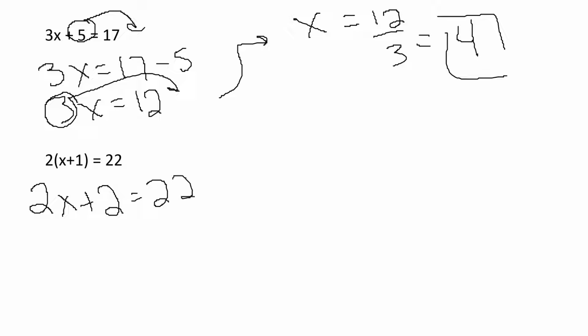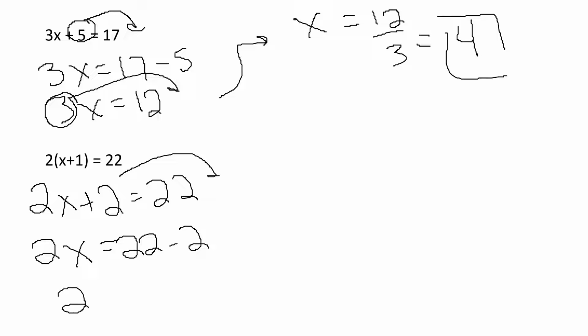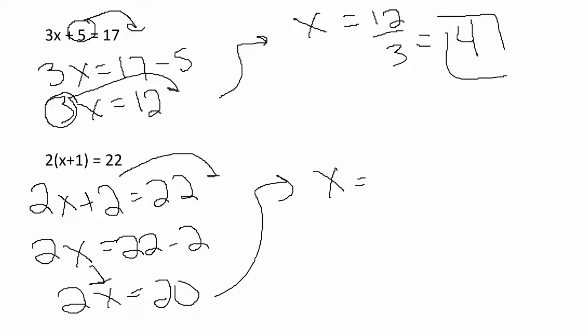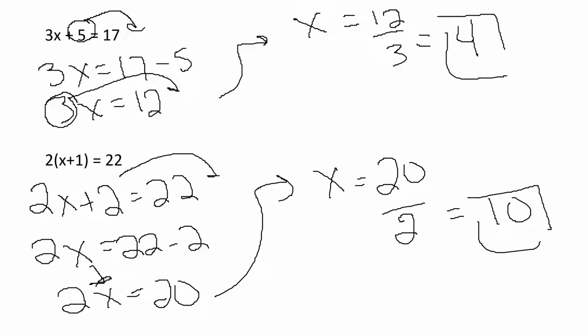And now I just start moving things away from the x. I'm going to move my plus 2 over. It's going to become 22 minus 2. So 2x equals 20. Now I'm going to move my 2 over. I'm multiplying it here. When I move it over, it becomes division. 20 divided by 2 is 10.